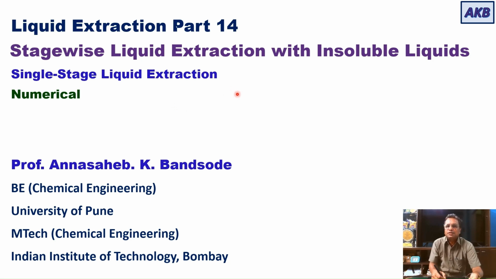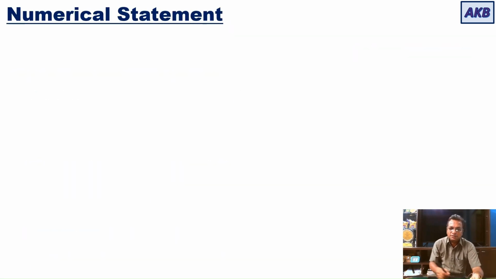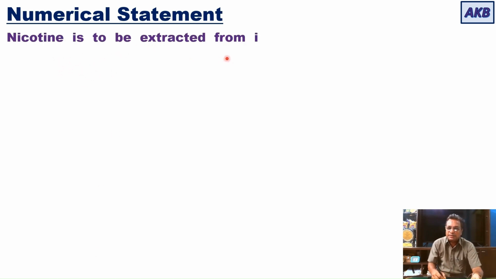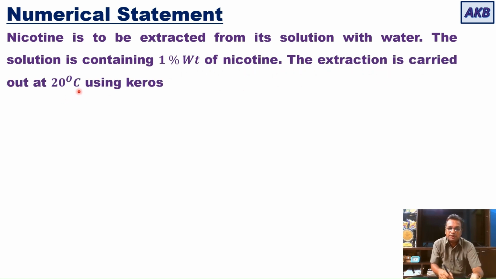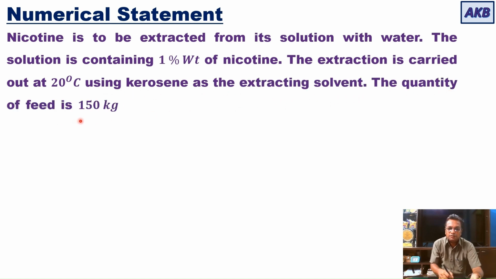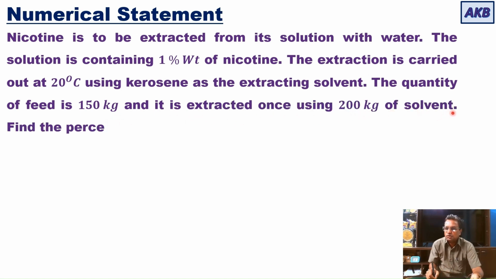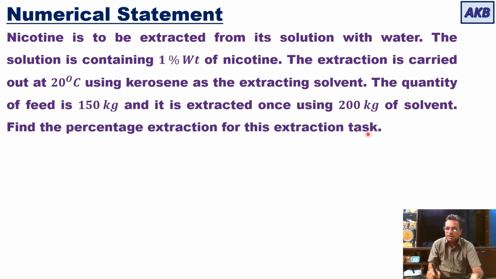So let us begin today's discussion. First of all, let us look at the numerical statement. Nicotine is to be extracted from its solution with water. The solution contains 1% weight of nicotine. The extraction is carried out at 20 degrees Celsius using kerosene as the extracting solvent. The quantity of feed is 150 kg and it is extracted once using 200 kg of solvent. Find the percentage extraction for this extraction task.